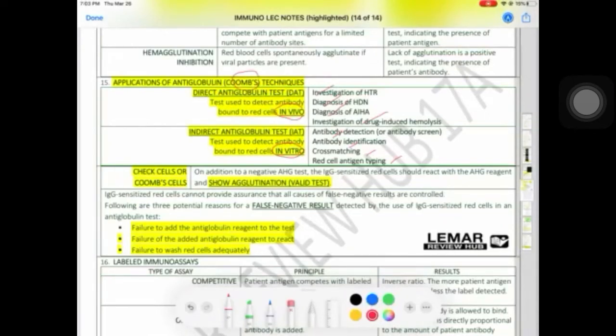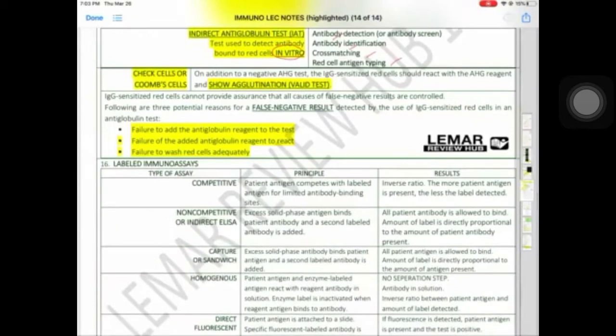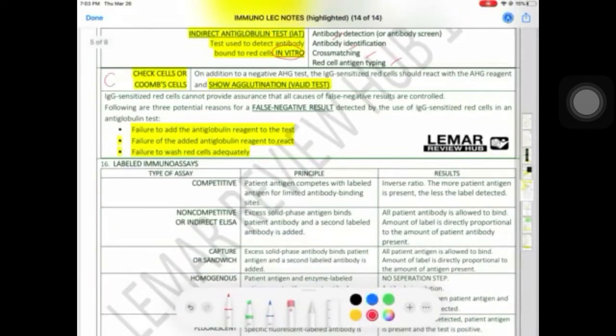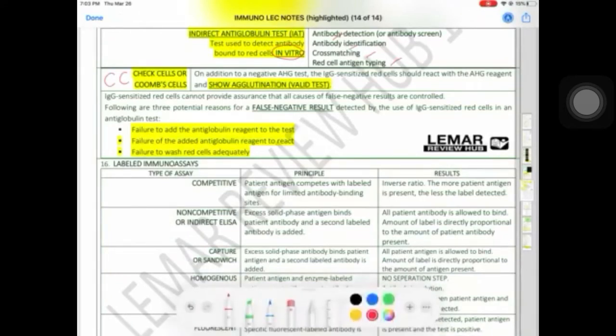Nga po pala, pag sa harmony, kapag nakita yung acronym na CC, ano pong ibig sabihin nito? Check or Coombs cells. Kapag negative po yung DAT, dapat nating i-confirm. Sa negative tube, magdadagdag po tayo ng check cells or Coombs cells. For a test to be valid, yung check or Coombs cells po, dapat meron pong agglutination.